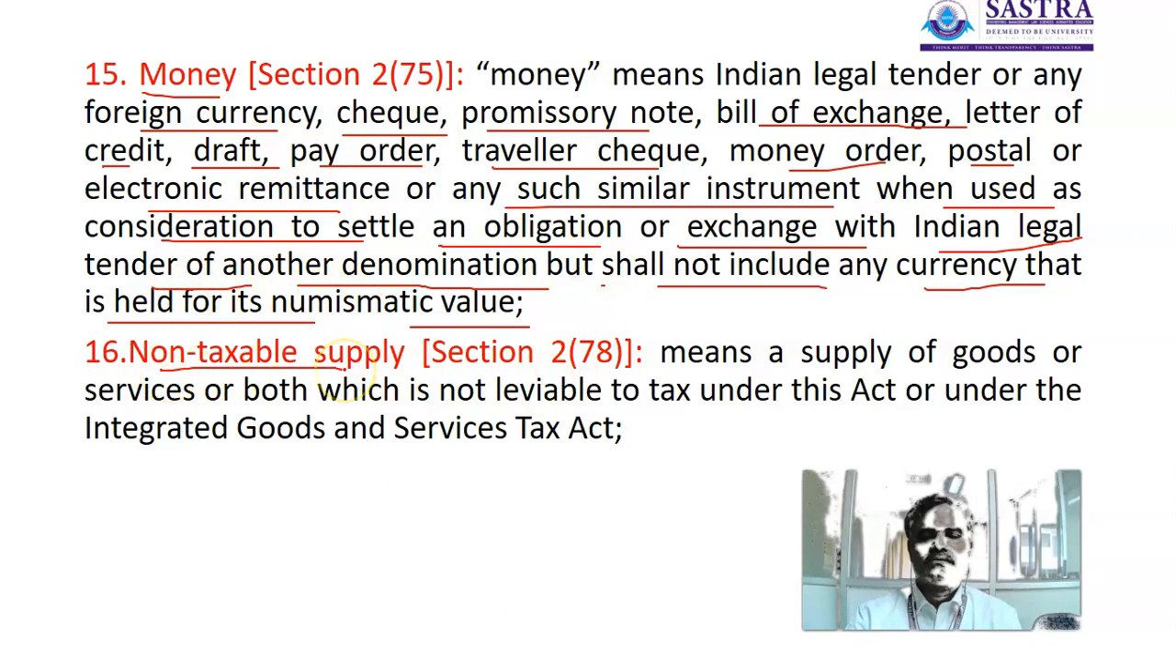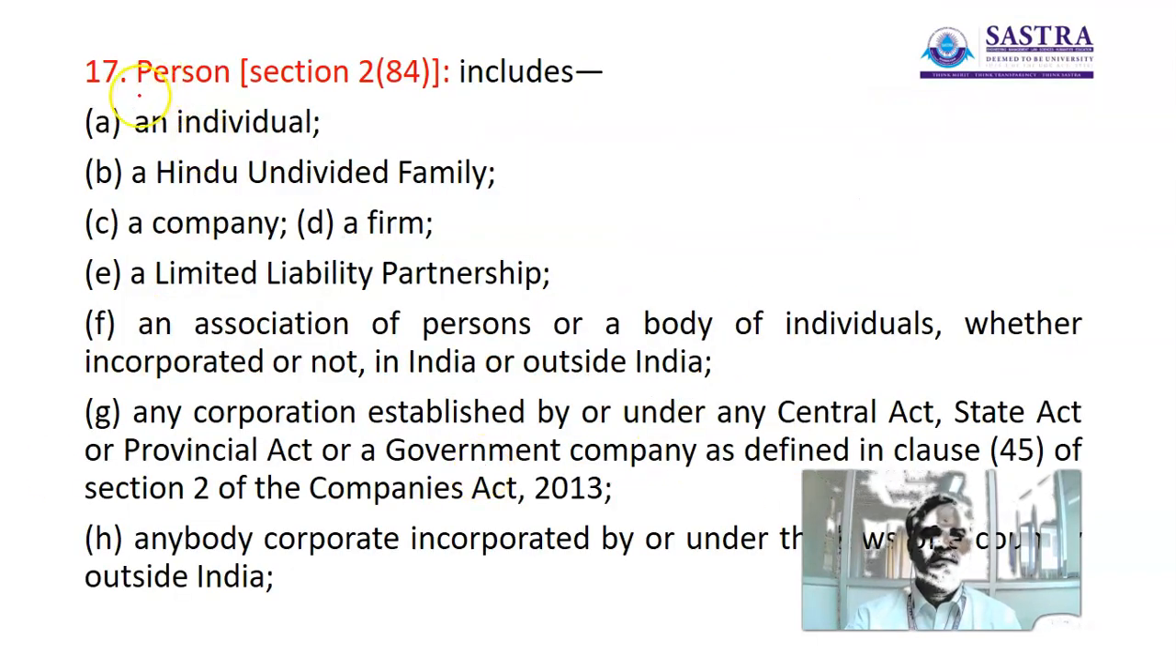Non-taxable supply, Section 2(78), means a supply of goods or services or both which is not leviable to tax. I mean, zero rated supply is supply of goods but they are not chargeable to tax. They are not chargeable to tax. Okay. This is called non-taxable supply. Okay. Then person. Who are all called person?